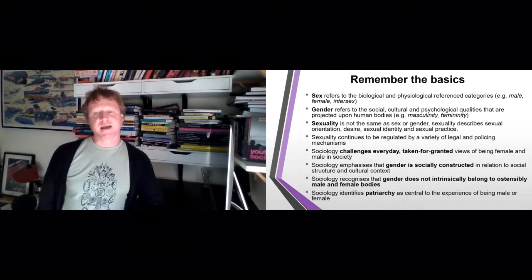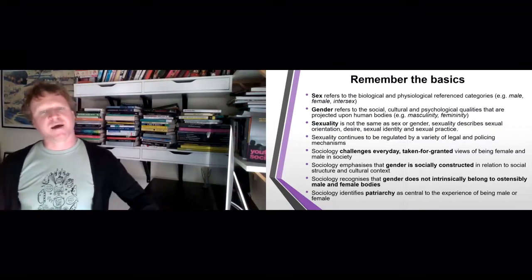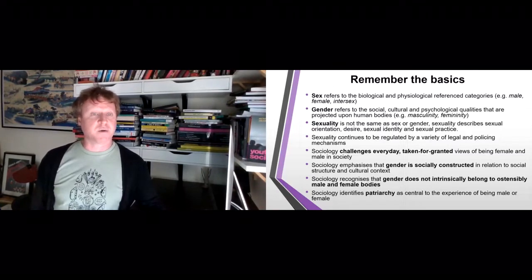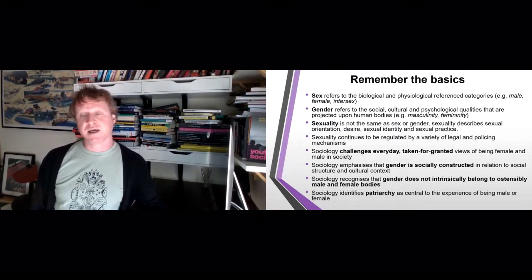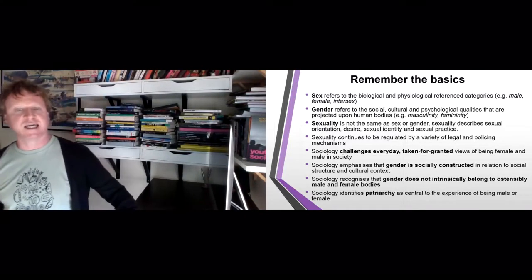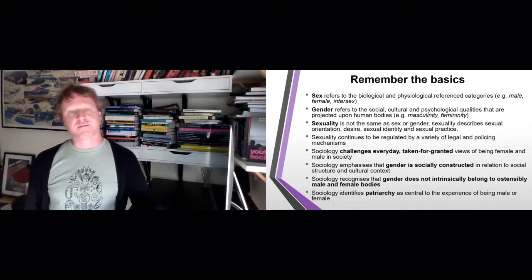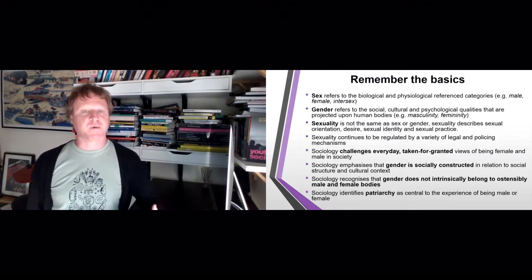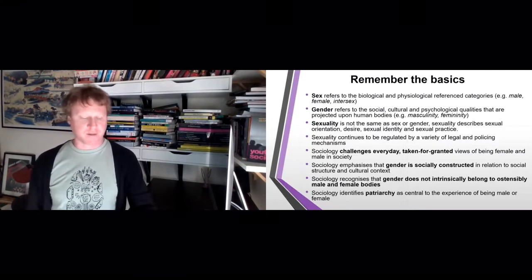So we challenge these everyday taken for granted views, and talk about the way that gender is socially constructed. Gender norms can actually differ quite a lot between cultures and between places, and this shows how they're not necessarily determined by sex. Sociology also recognises that gender does not intrinsically belong to male and female bodies, that gender traits break that binary all the time. So again, these are the basics that we want you to take with you when we look at gender throughout the course.